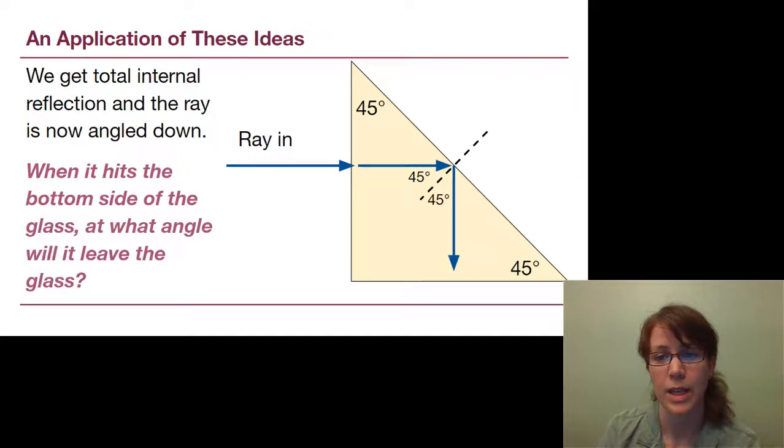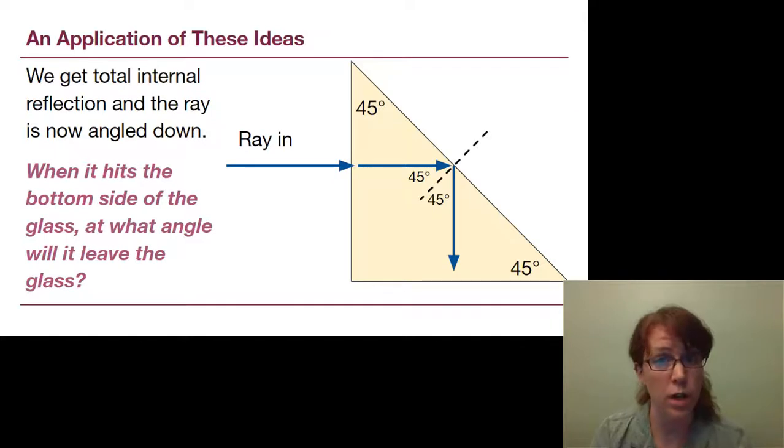Okay. So we get total internal reflection because 45 degrees or more is enough to have it bounce within the glass itself. And when it hits the bottom of the glass, what angle is it going to leave when it goes from glass to air? So another concept question for us. Pause the video and think about it.